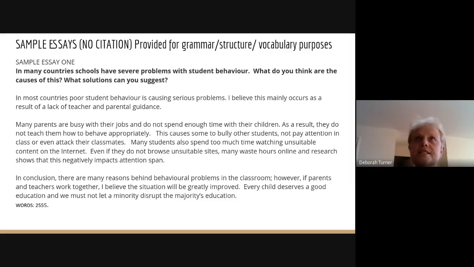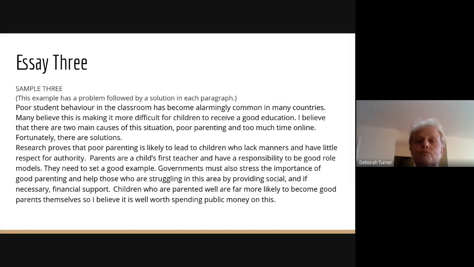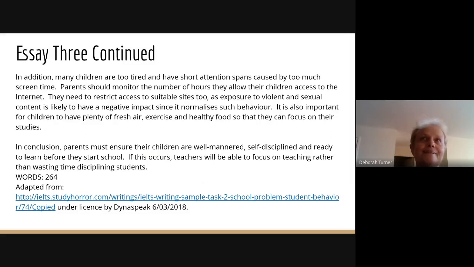All right, there are 3 sample problem solution essays here. They're actually more like IELTS problem solution essays. They don't have any citation. They're here mainly to show you how to structure a problem solution essay, which I don't think any of you are going to have a problem with, and also to give you some idea of some vocabulary and grammatical structures you might like to use. So there are 3 essays here to read through, all on the same topic. So you can see how 3 different people have written essays about the same topic.